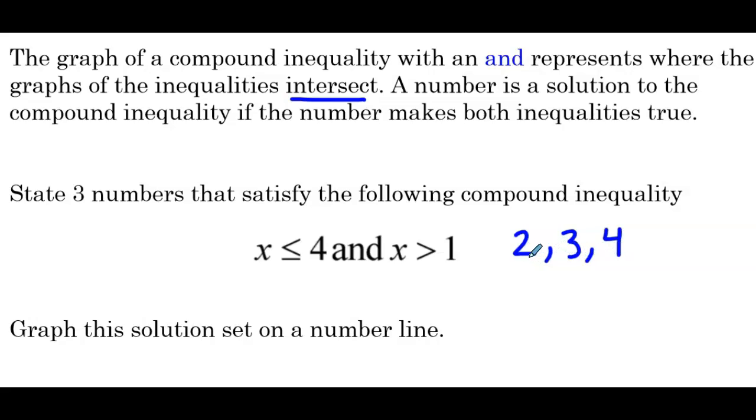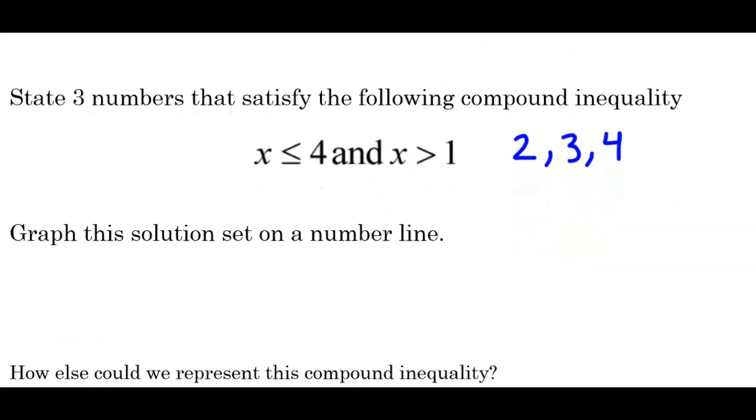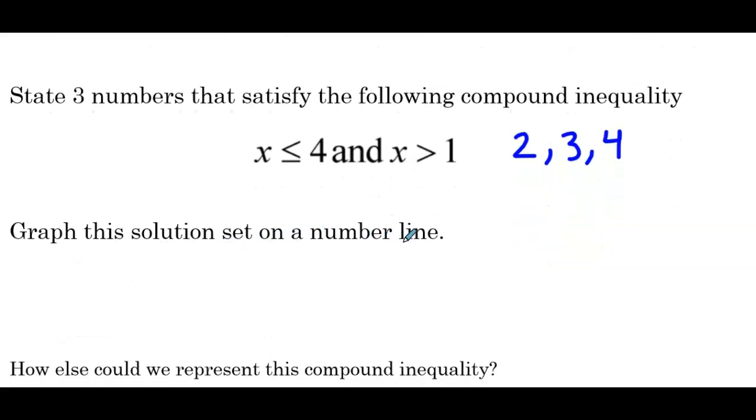We could even say 2.5, 3.5, but any number that's greater than 1 and less than or equal to 4 would fall into the solution set of this compound inequality. Now, graph this solution set on a number line. So we have our number line. So we have 1 and we have 4.